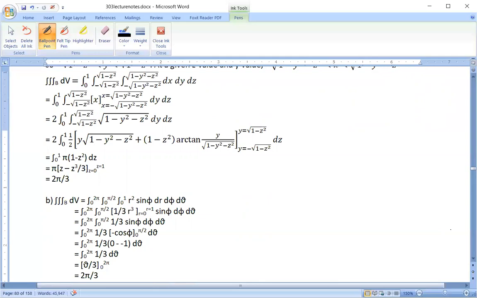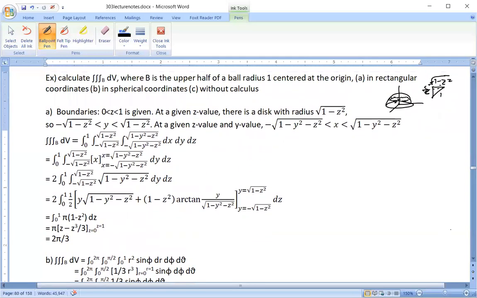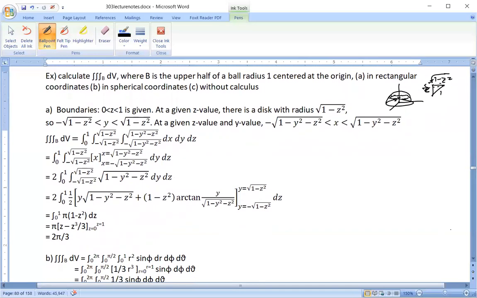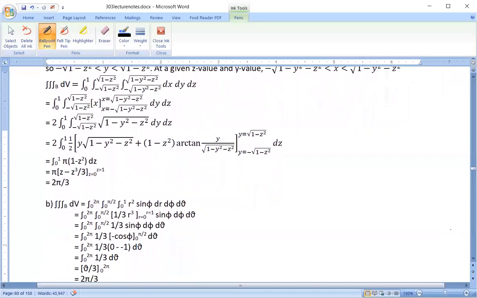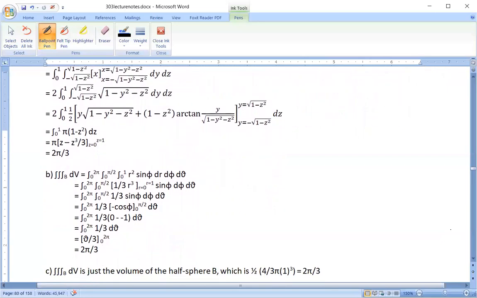Okay. And as a footnote, because of the nature of this problem, since the triple integral over B of dV is just asking for the volume, we can use our known formulas. It's just the volume of a sphere, but then just half of that because it's the top half of the sphere. So we know that this integral just equals 1/2 times 4/3 pi 1 cubed, and that's just 2 pi over 3.